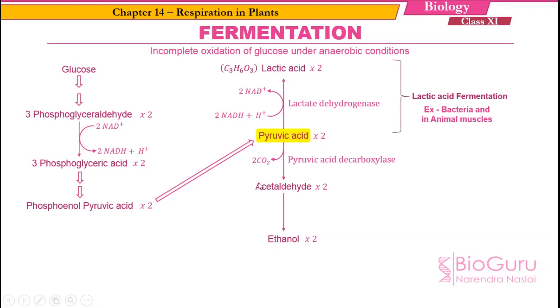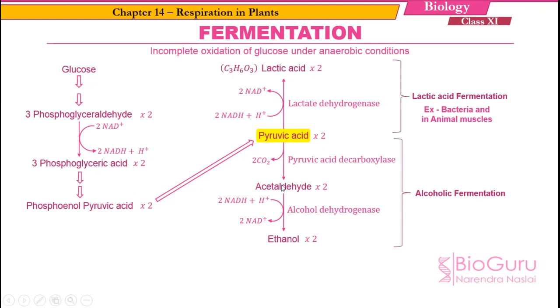During this process, we know that during glycolysis NADH is produced, and that NADH is utilized over here. NADH will get converted into NAD+. So overall NADH is utilized here. This reaction where acetaldehyde is converted into ethanol is catalyzed by the enzyme alcohol dehydrogenase. This reaction where from pyruvic acid ethanol is produced is called alcoholic fermentation, right? Once again, what is fermentation? Incomplete oxidation of glucose under anaerobic condition, that means in absence of oxygen.